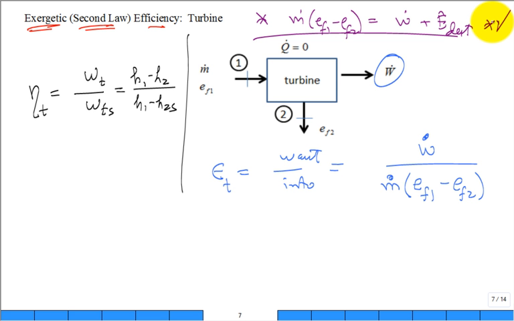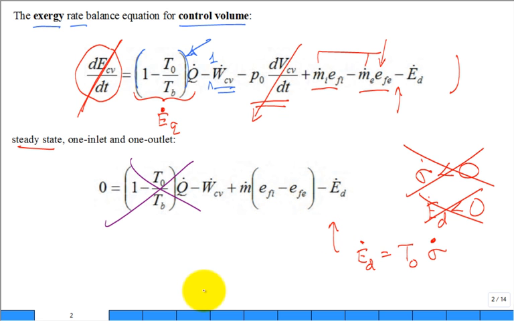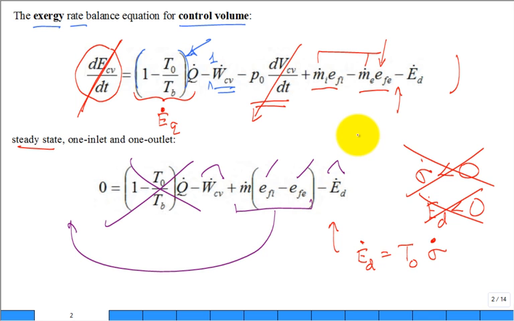Steady state. No Q dot. One inlet, one outlet. You mean all the way like back here? Yeah, that's it, right here. Steady state, no heat transfer. One fluid in, one fluid out. All we did was put this on the other side. That makes everything positive in the equation. And then you can read the equation and say what comes out of the fluid stream either goes into turning the shaft, which you want, or is destroyed due to irreversibilities.